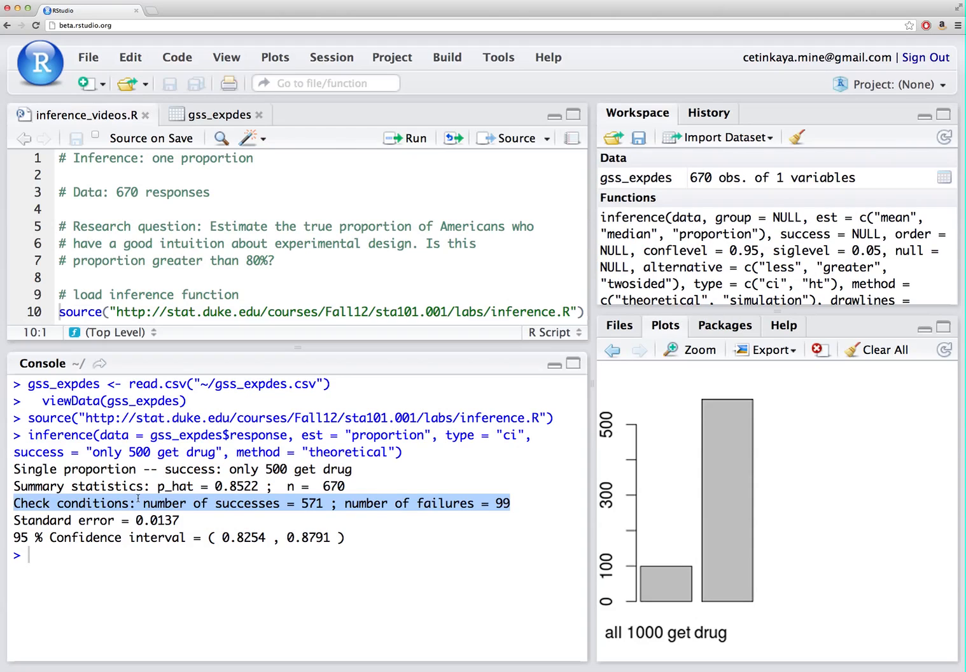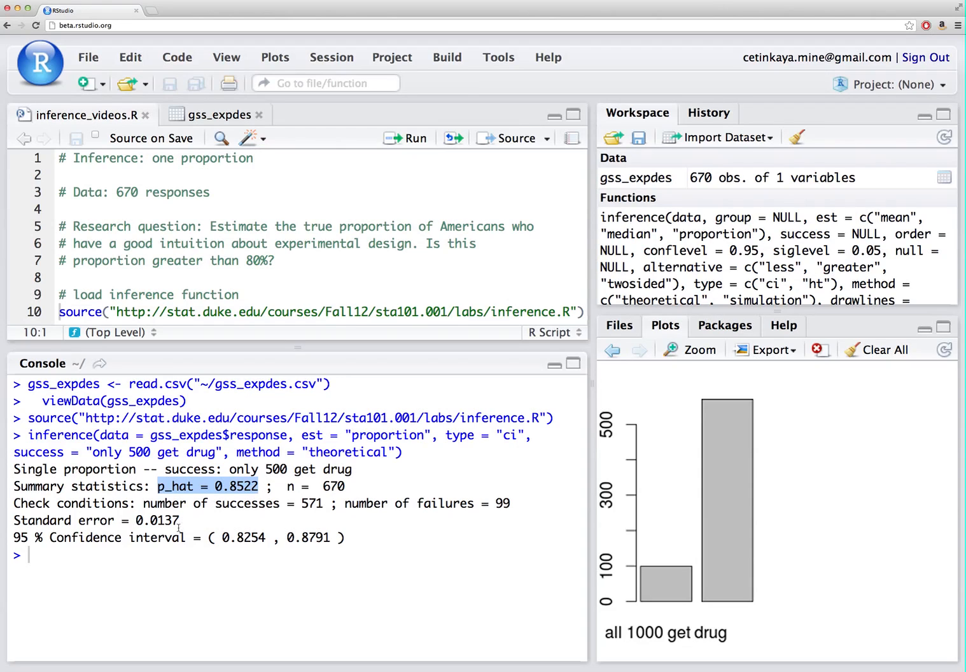The observed ones should both be greater than 10, and in this case we can see that they are. The function calculates the standard error for me, and using my point estimate, a critical value of, in this case, 1.96, since we're constructing a confidence interval using a z star for proportions.